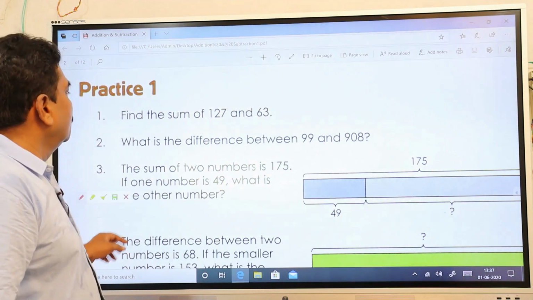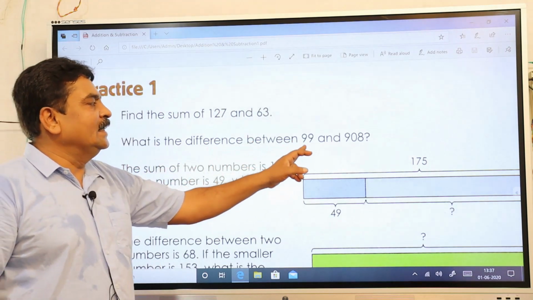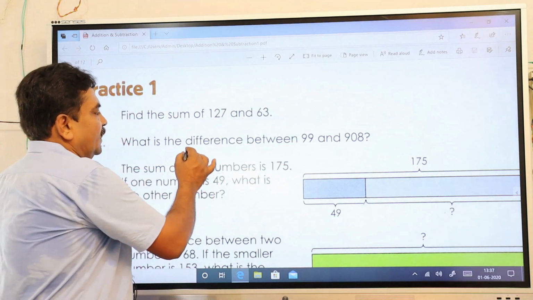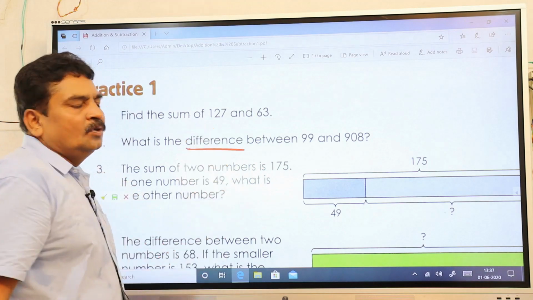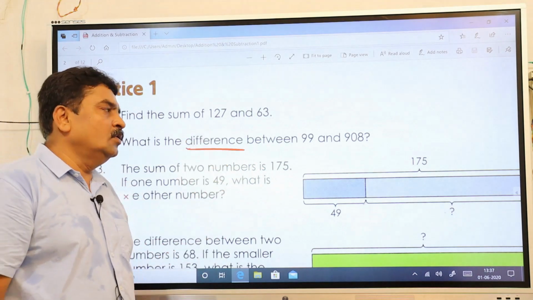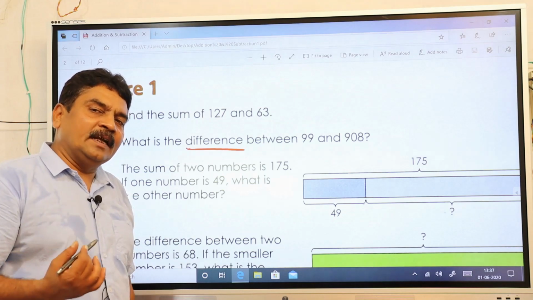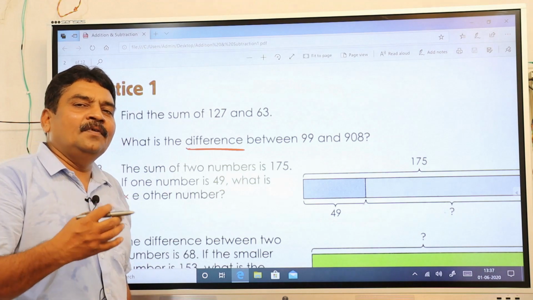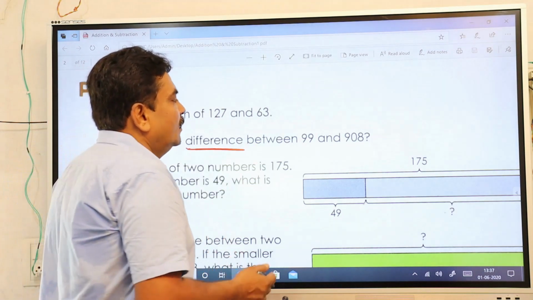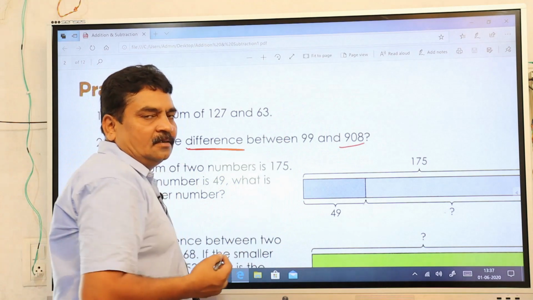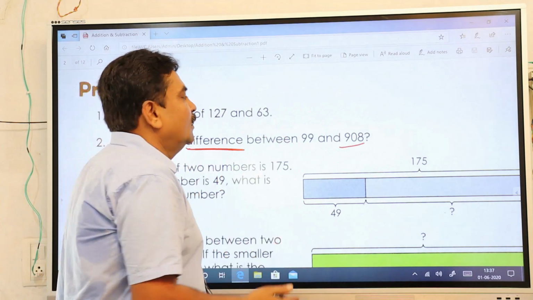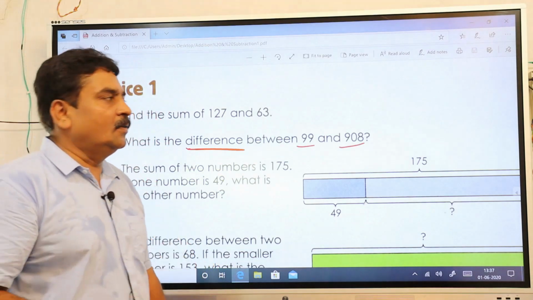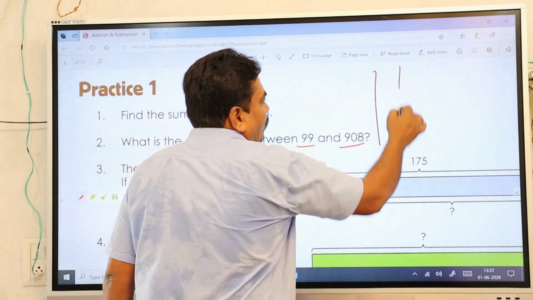Next one is, what is the difference between 99 and 908? Here he has asked you to find the difference. Difference means subtraction. Subtraction means you have to subtract the smaller value from the bigger value. That's why the bigger value is 908. So first write down 908 and then the next number and subtract it, but put it in a tabular form. So this is your tabular form.